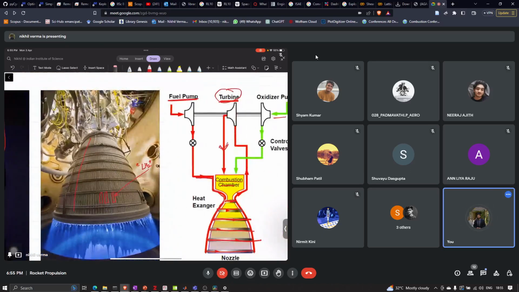So one question: why is liquid hydrogen fed? Why not liquid oxygen? Any idea?